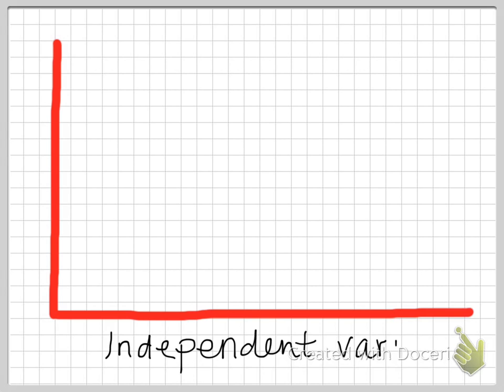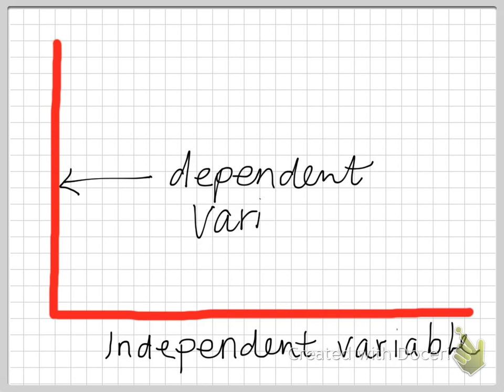Well, the independent variable goes on the bottom line, the horizontal axis, or the x-axis. This is the variable that you manipulated in the experiment. The dependent variable is going to go on the vertical line, the y-axis. This is the variable that is the result of the experiment, which you measured at the end. This is also sometimes called the responding variable.